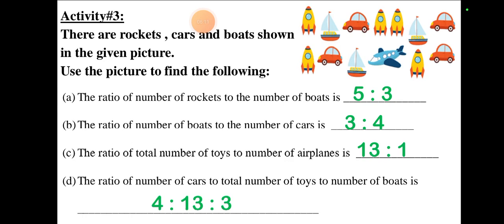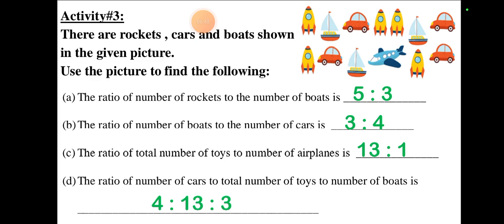Then again I have a scenario like this. There are rockets, cars and boats shown in the given picture. Use the picture to find the following things. The ratio of rockets to the boats. First of all I will find how many rockets I have, because I have to write the quantity of rockets first. I have 5 rockets, so I write 5 first. Then I have the number of boats. There are 3 boats. So I write 5 ratio 3. This is my ratio and it's in simplified form.